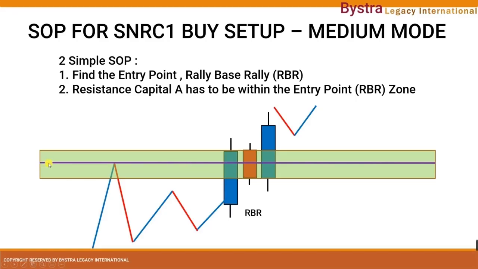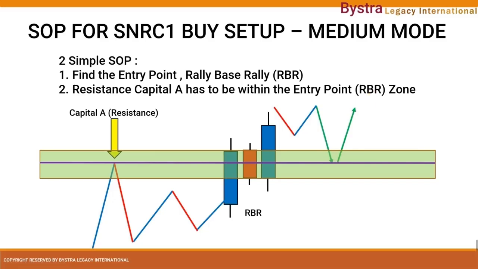Therefore, we will mark the horizontal line. As we can see here, this is the capital letter A, the horizontal line, and it is inside the body base of the entry point. Where you should put your PO, your pending order, will be this horizontal line. This is where you should put your pending order, and then price will come back to this zone, react and continue on the uptrend.